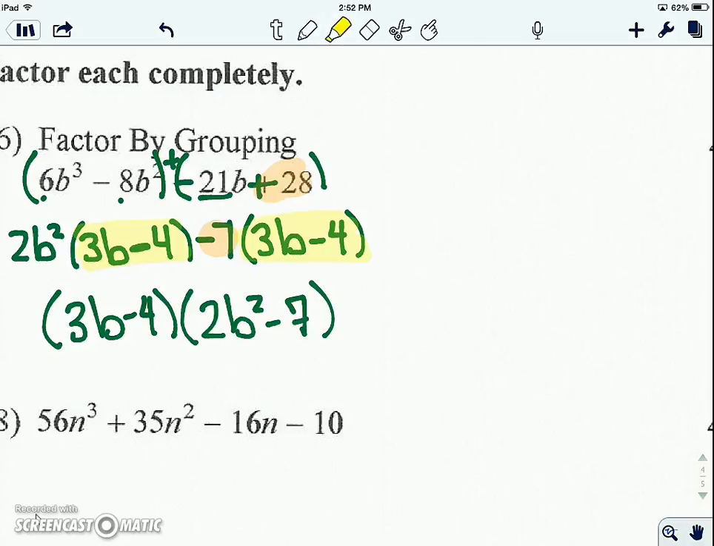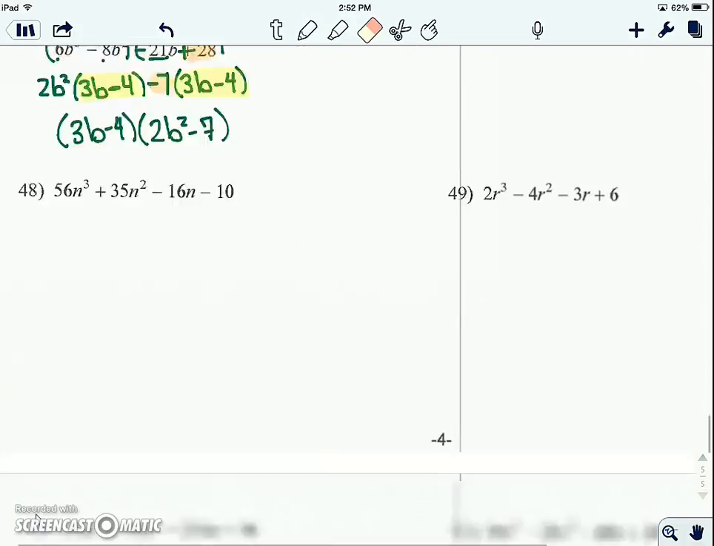And then you can always go back and look and see if there's any other patterns like difference of squares or something in here, but I don't see one. Okay, so that's factor by grouping.